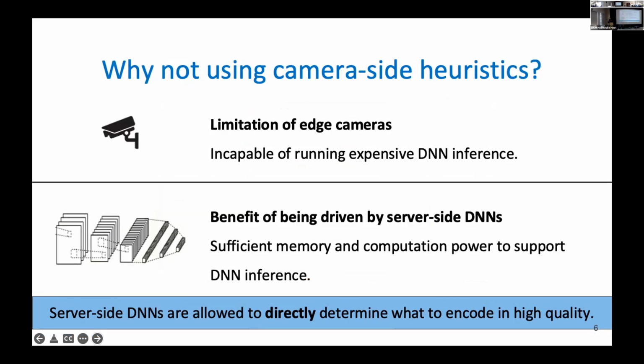So why are we not using camera-side heuristics in this work, and why are we instead focusing on the server-driven design? The rationale behind the server-driven design is that edge cameras are incapable of running expensive DNN inference operations. In contrast, the server-driven design enables us to directly determine what to encode in high quality with the help of a compute-intensive server-side deep neural network.